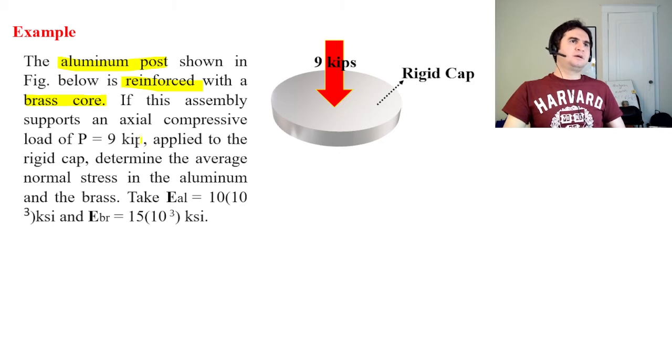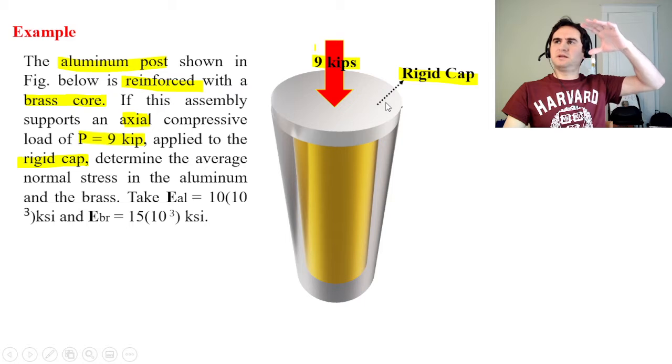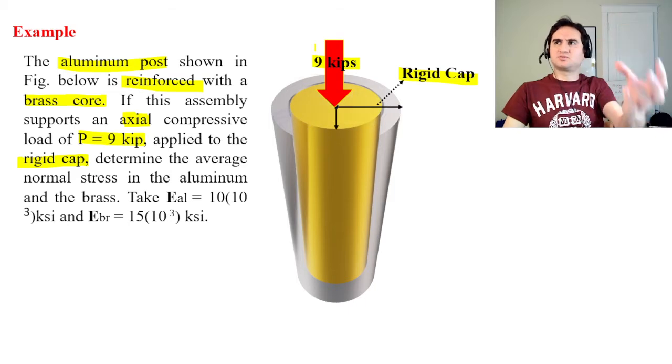A 9 kilopound axial force is applied to a rigid cap, which you can see here, and that rigid cap works as a distributor of forces between the outer cylinder of aluminum as well as the brass core.